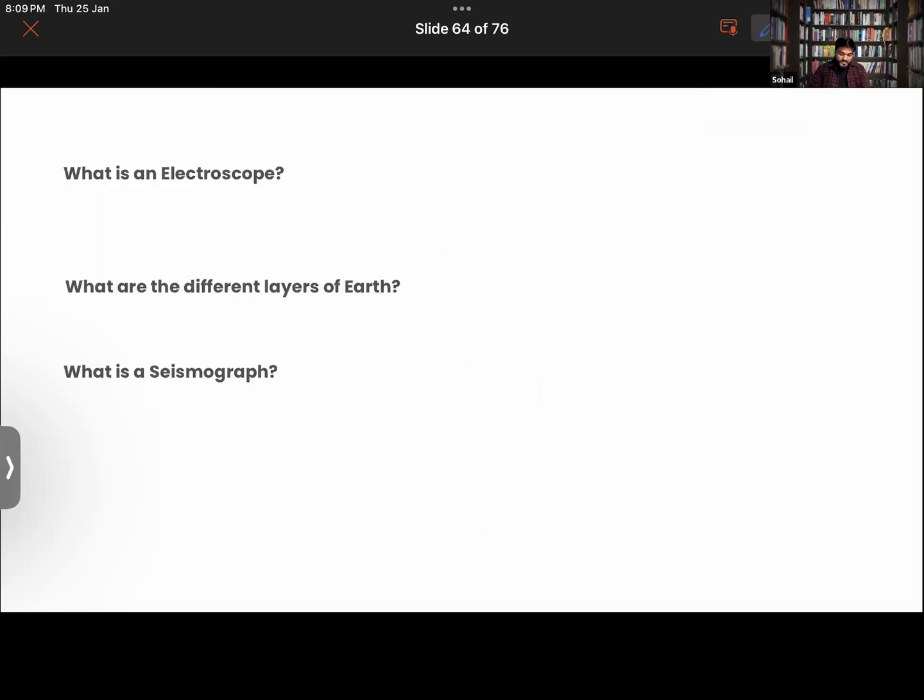There are some questions. What is an electroscope? This is not a test right now, the test will begin in a few minutes. Electroscope is an instrument which is used to detect the charge and the nature of a body.